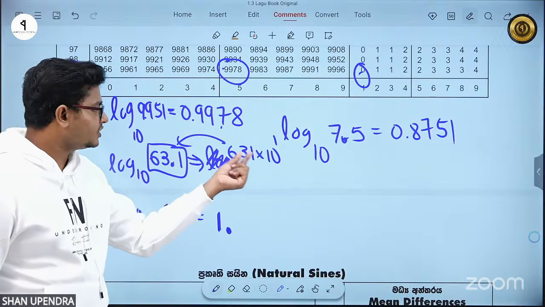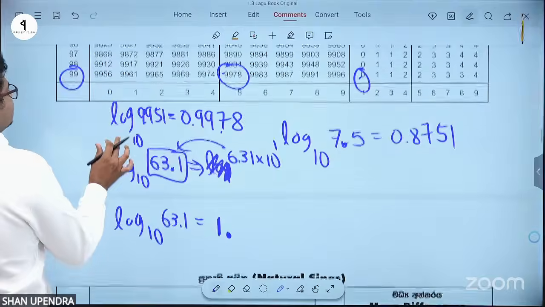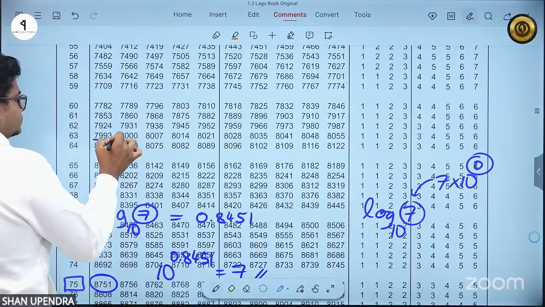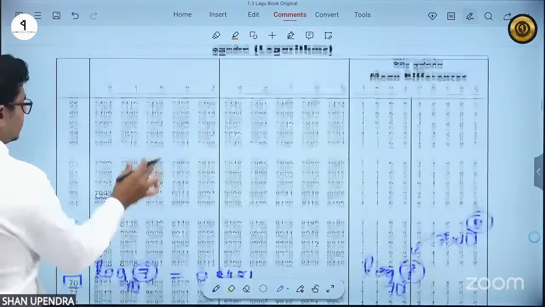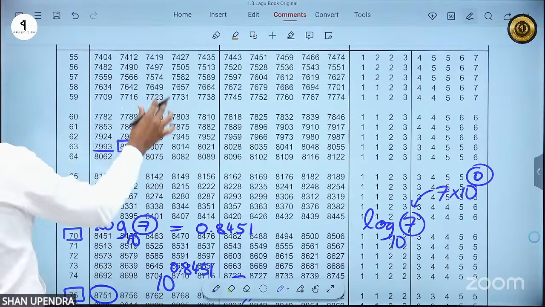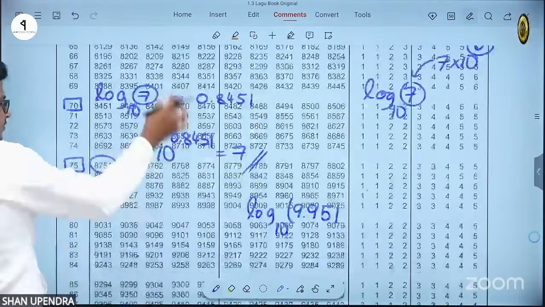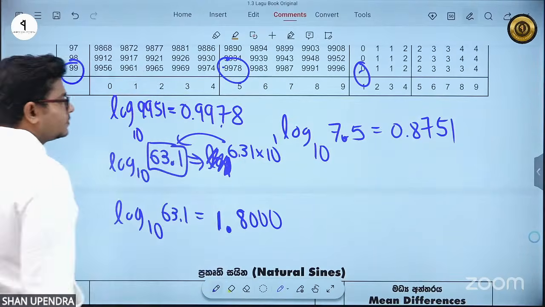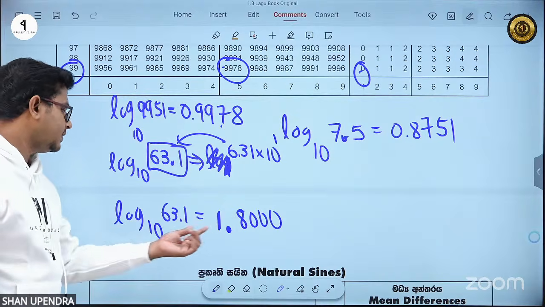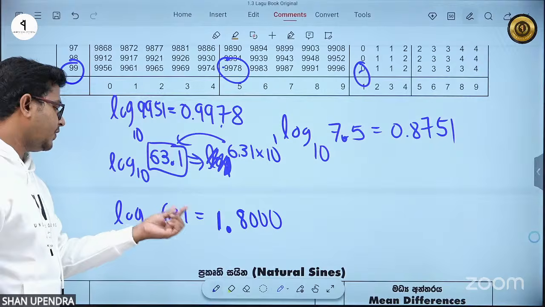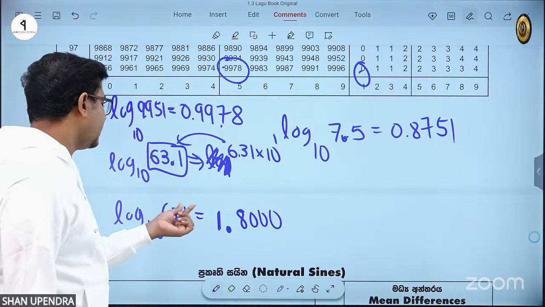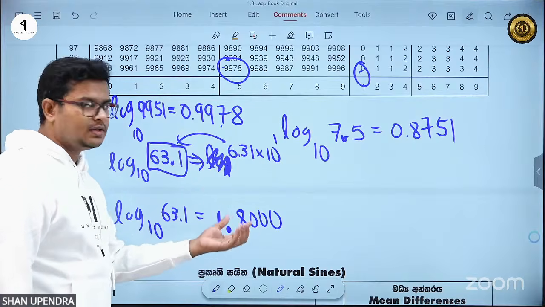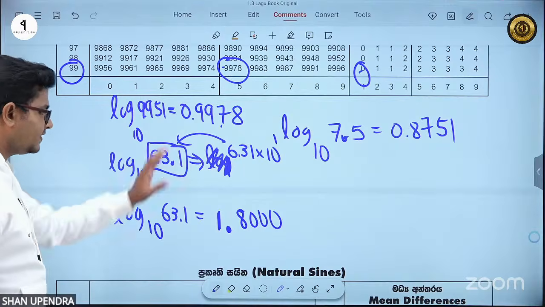So how do you get the 6.31 value? You can take 63.1. You can get the answer here: 0.8000. Okay, so get the concept here: log 10 of 63.1. You can see this one is between 10 and 100. That means 6.31 into 10 to the power 1. Because of that, it's 1 point something: 1.8000. This is the way to take the log.